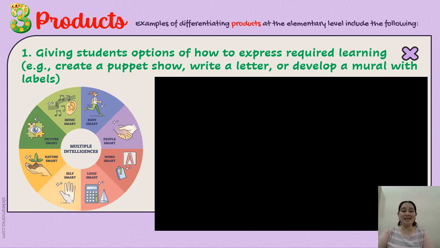The first one is giving students options of how to express required learning. For example, they can create a puppet show, or if they are good at writing, they can write a letter. If they are good at painting, they can develop a mural with labels. It's connected to what we call the multiple intelligences. Now let's watch this video as an example of a puppet show.